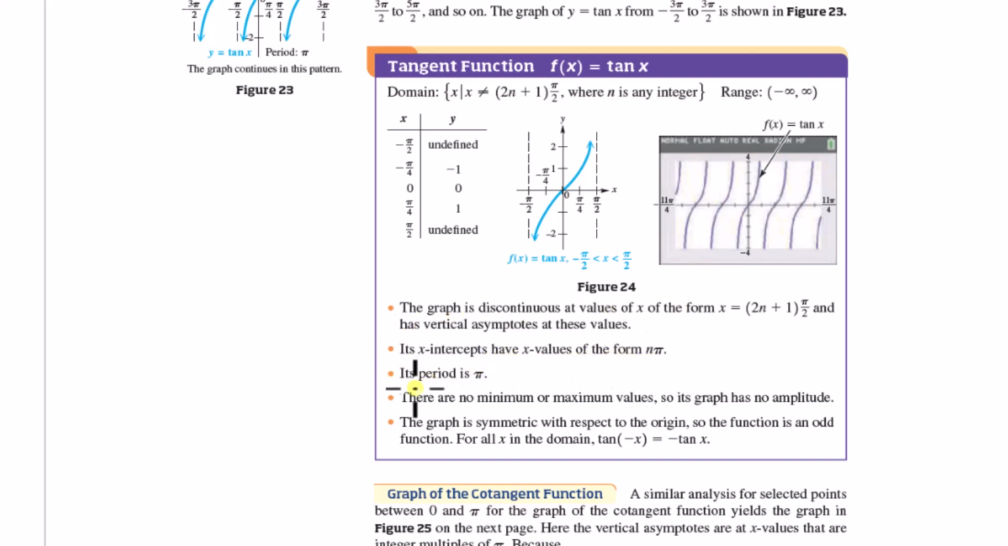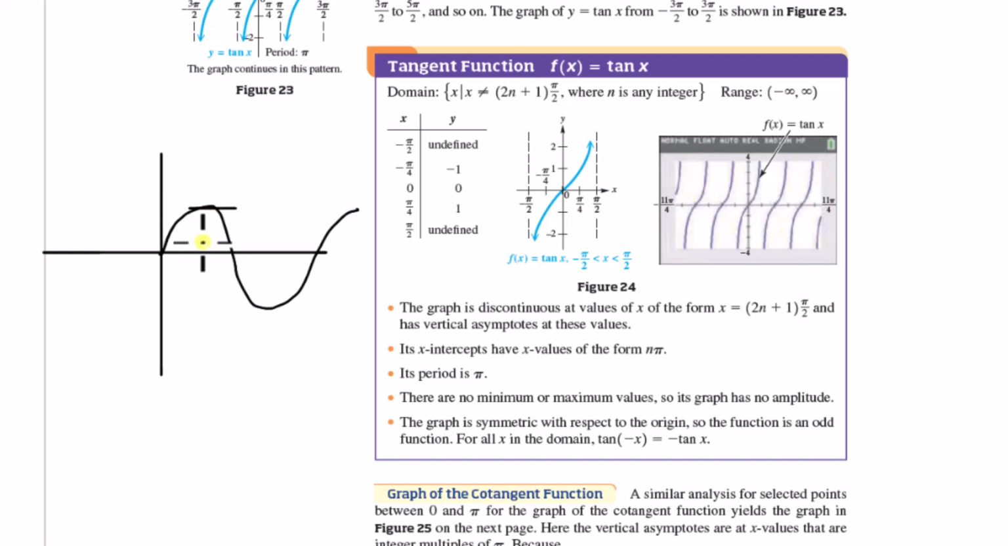X-intercepts at multiples of pi, period pi. There are no minimum or maximum values, so its graph has no amplitude. With sine and cosine, we had these kind of points, right? Well, there's nothing like that with tangent. And the graph is an odd function.